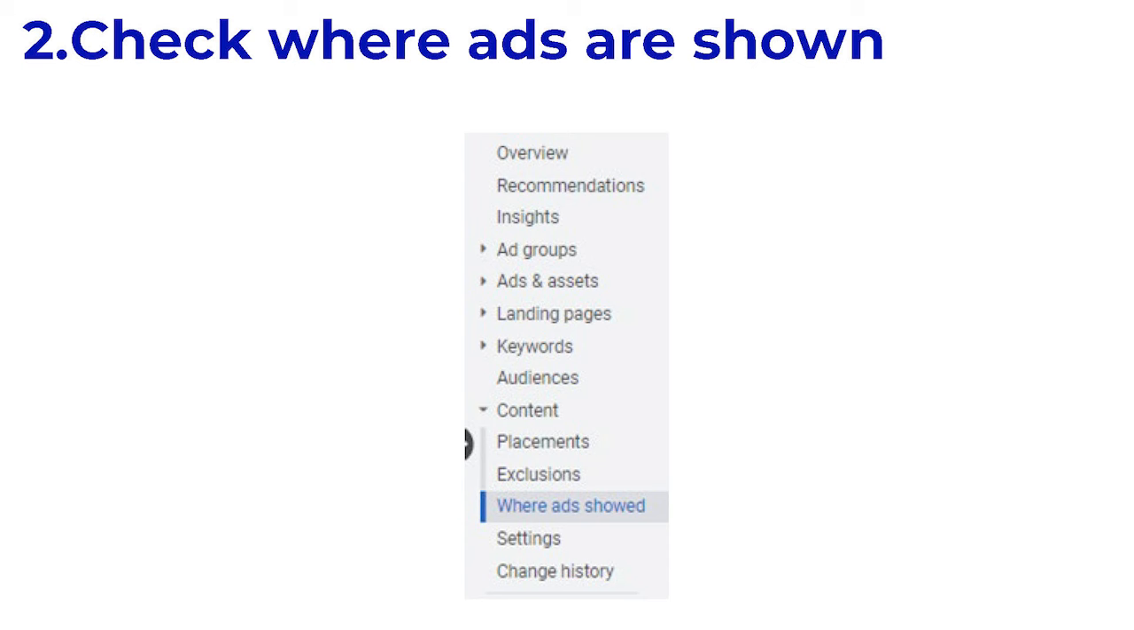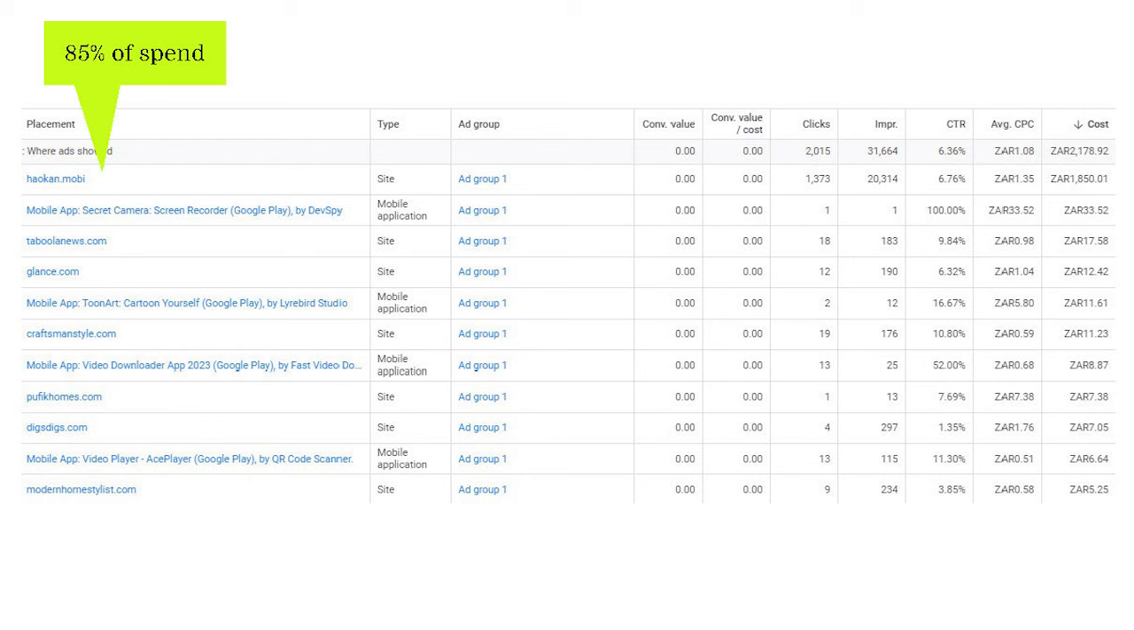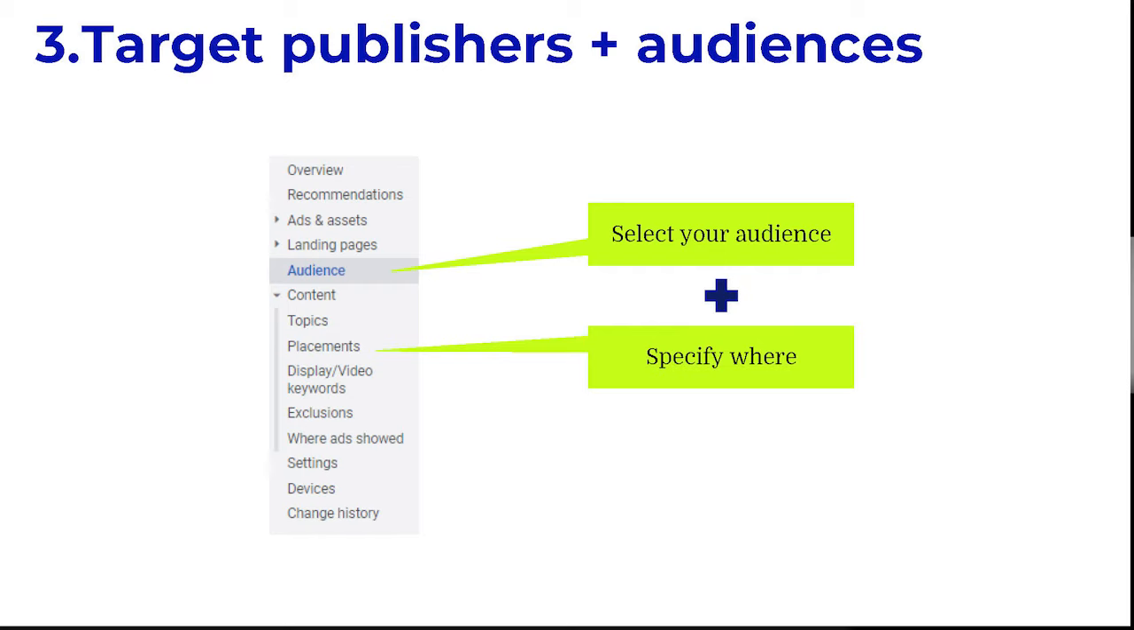And then the other one is to go to your Google Display Network campaign. On the left-hand side, there's a tab called where ads showed. In the new interface, it's under insights, but you click on where ads show, and then you're going to see this list, and it'll quickly give you an idea of where you are spending your money on the display network. Please email me afterwards and tell me what you find. And then you can exclude those websites.